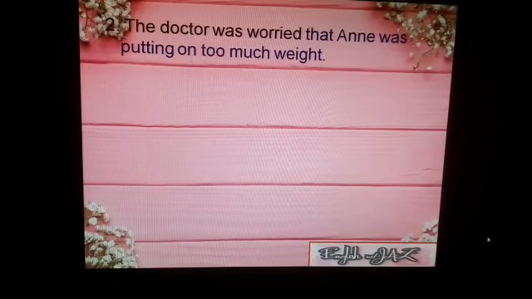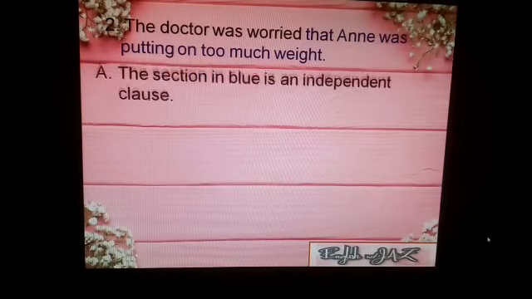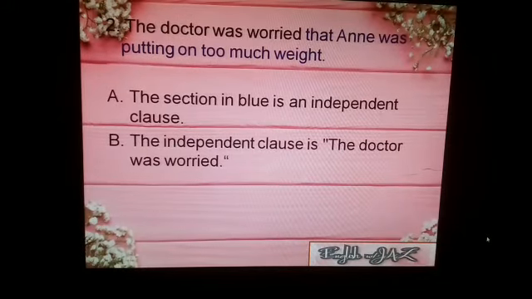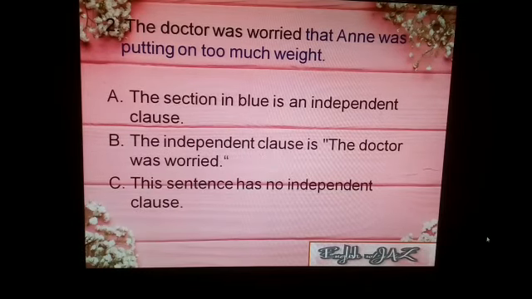Let's answer our exercise number 2. The doctor was worried that Anne was putting on too much weight. Letter A. The section in blue is an independent clause. Letter B. The independent clause is the doctor was worried. Letter C. This sentence has no independent clause. Take a look at our sentence for number 2. The correct answer is letter B.